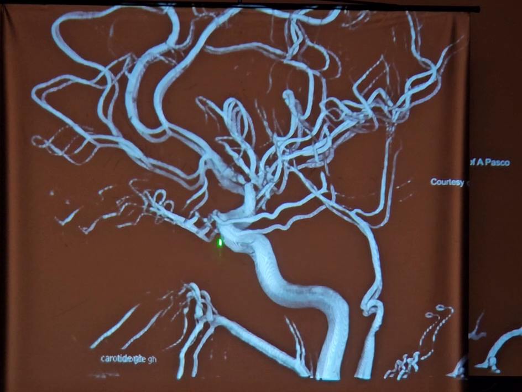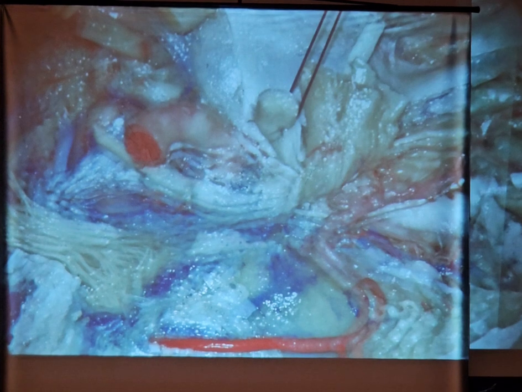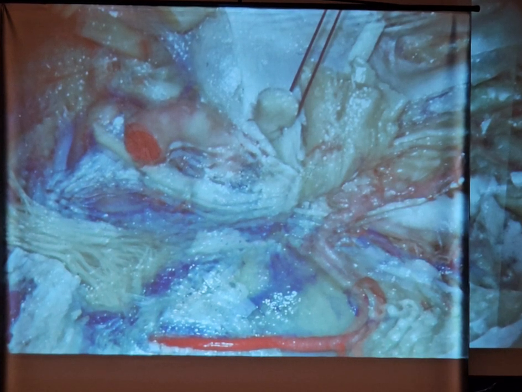Obviously, we have the Mercier, the superficial temporal artery, and this is here the middle meningeal artery arising from the ophthalmic artery. Now, another variation.